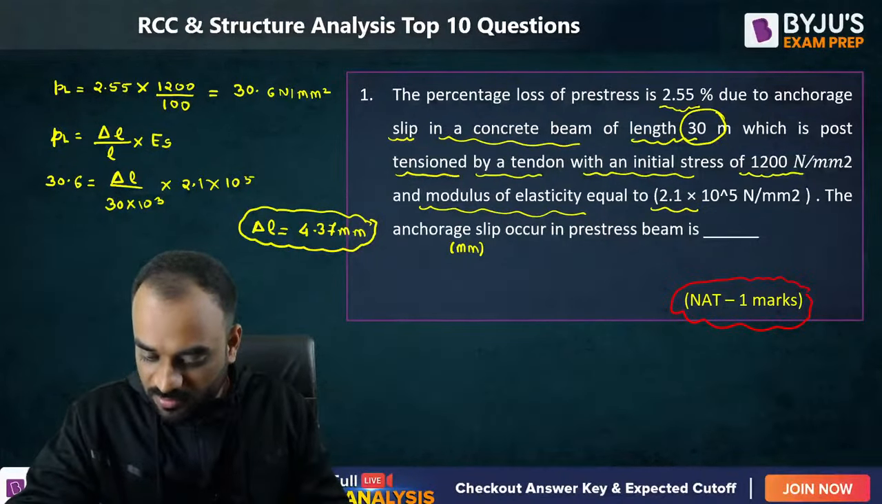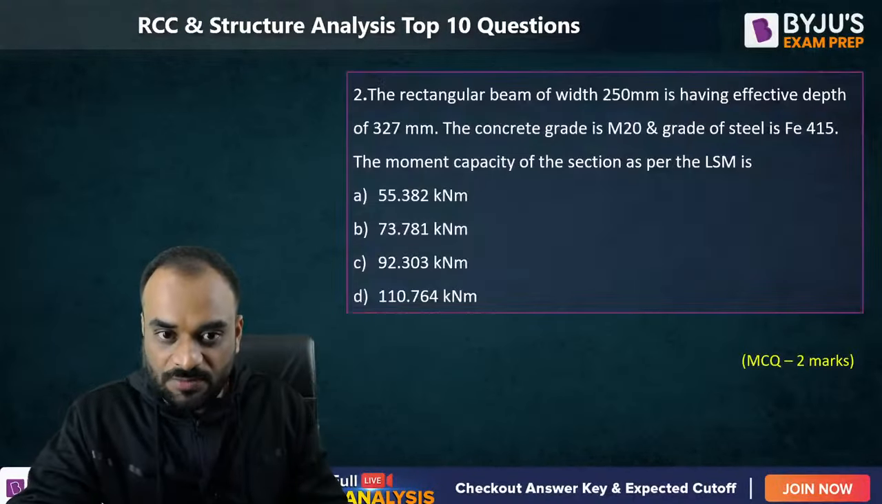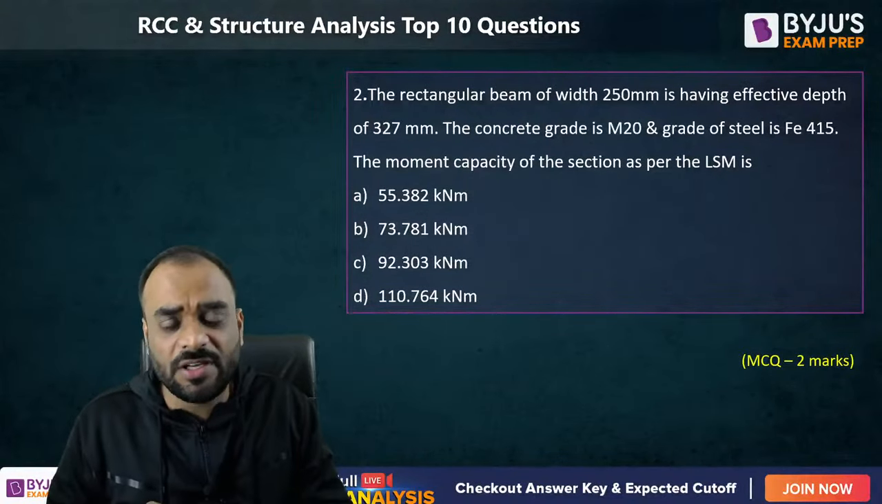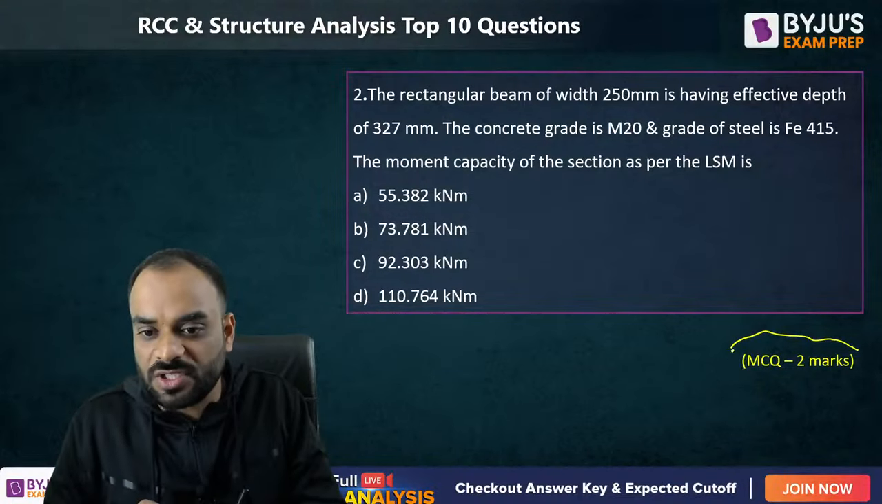Okay. Let's move to the next question. The next question is basically an MCQ type question which is 2 marks. A simple one guys, right? You just need to find out what is the value of MR of this particular cross section which is given to us.